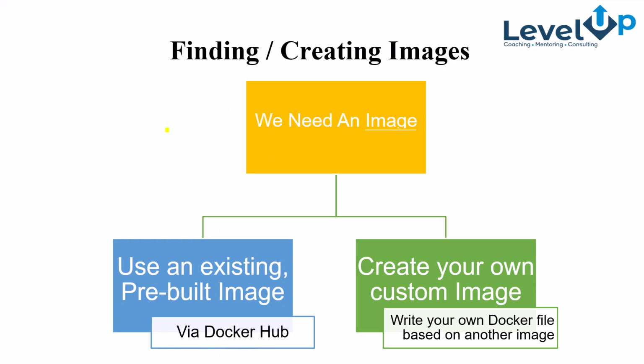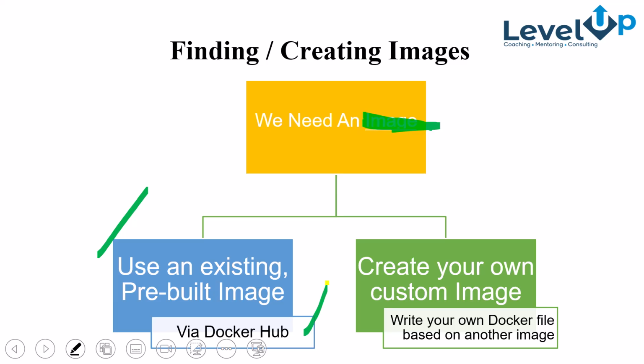Now, we understood that from an image, we can create a container. Where do I get these images? We can either use a pre-built image, which is there on a repository called Docker Hub, or else we can create our own image. How can we create our own image? By using one very special file called a Dockerfile.